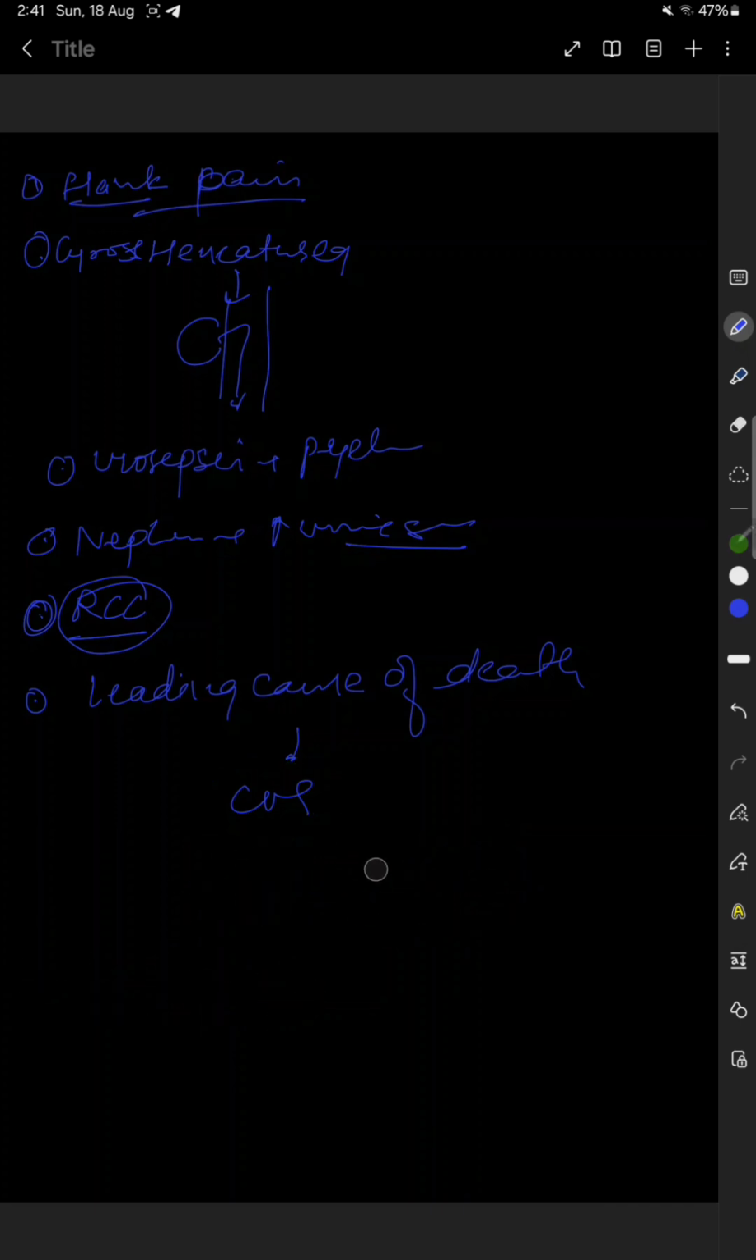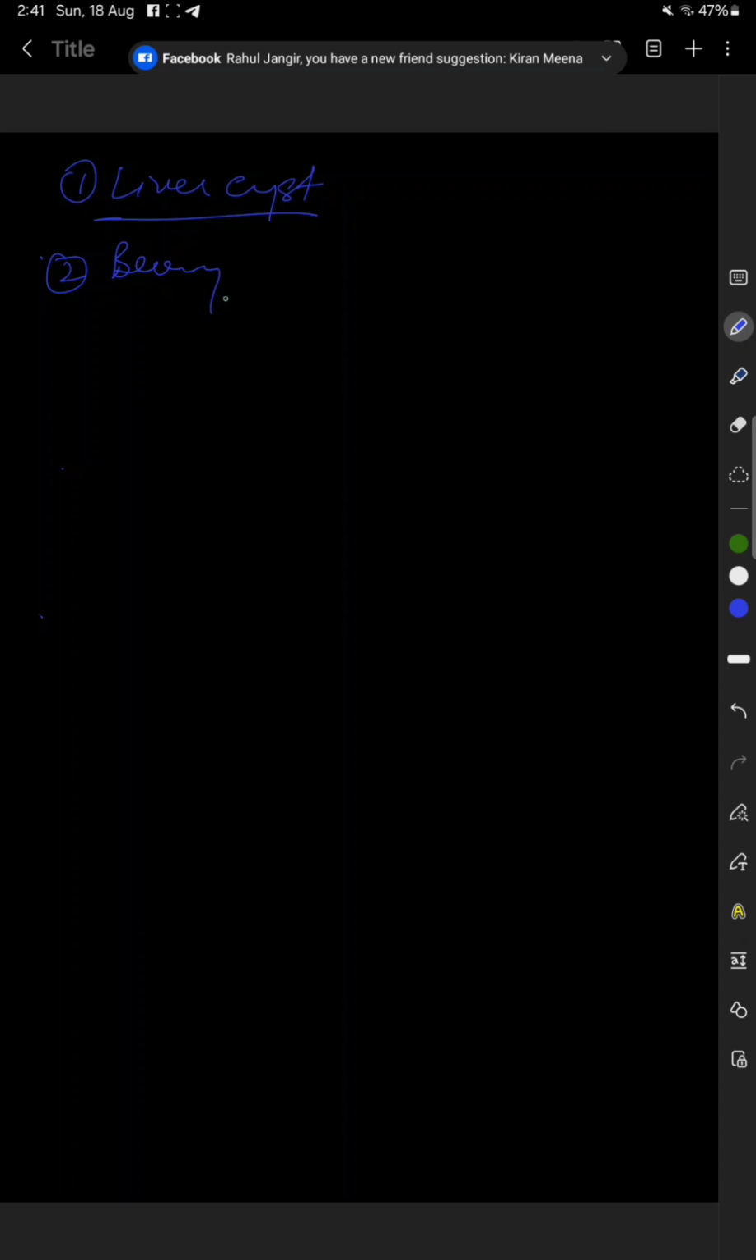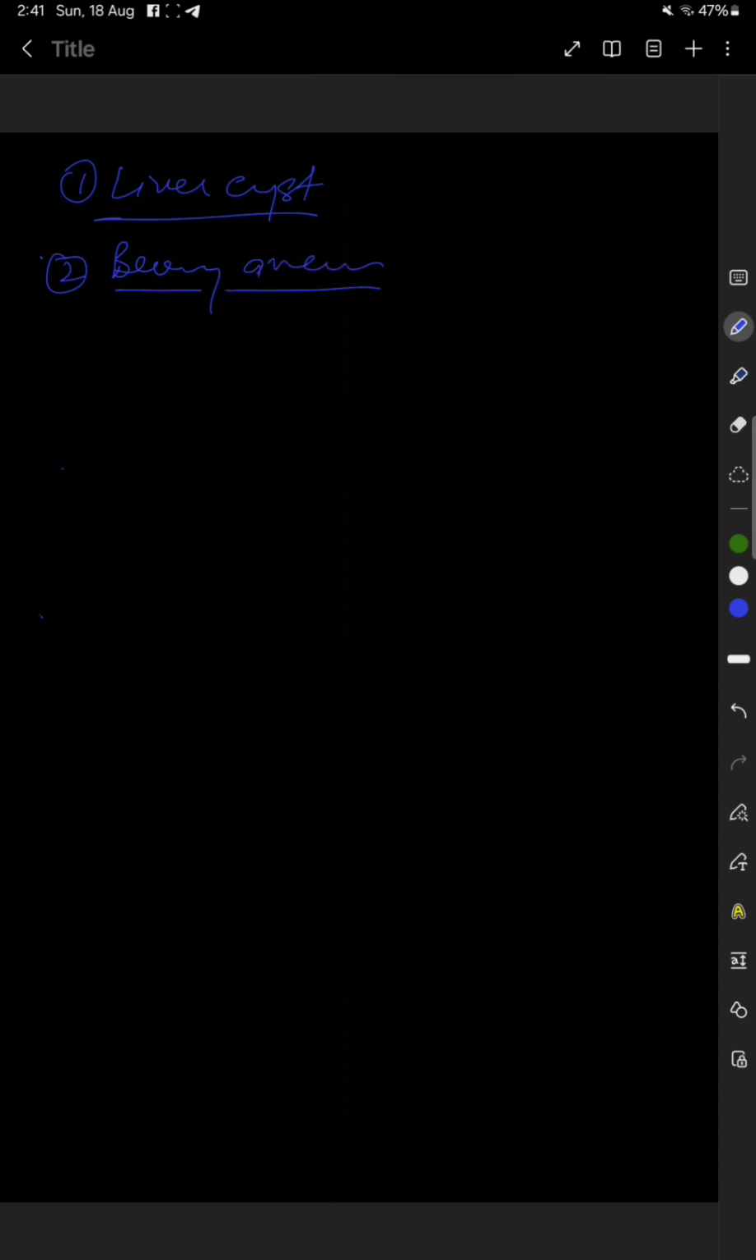There are also extrarenal manifestations in autosomal dominant polycystic kidney disease. Liver cyst is the most common extrarenal manifestation. Spleen and pancreatic cysts are also seen. There is increased risk of Berry aneurysm because of defective arterial smooth muscle, also called arterial dolichoectasia. There are increased chances of rupture of arteries in the brain, causing Berry aneurysm or subarachnoid hemorrhage.